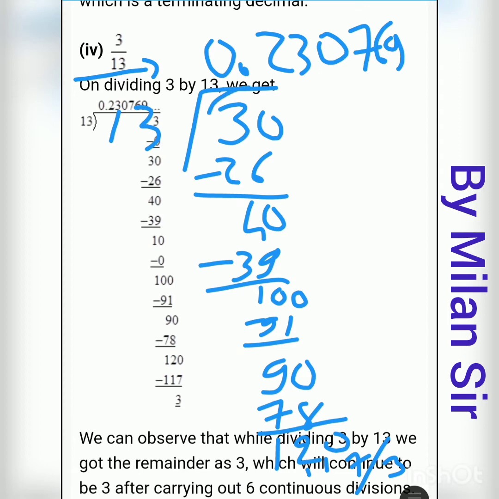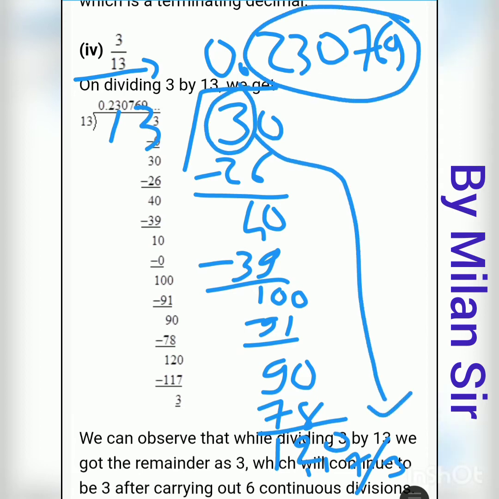Initially we had 3 and again we get remainder 3. So these digits further repeat, right? Now again we have 3, so again we get 30. Then again we divide and get 4. So now this process is continuously repeating. We do not get the remainder as 0, but the digits 2, 3, 0, 7, 6, 9 repeat.